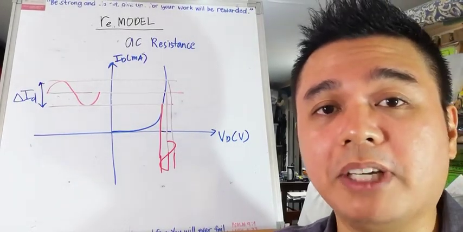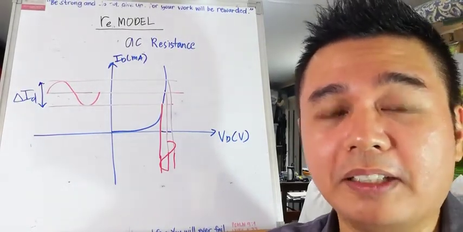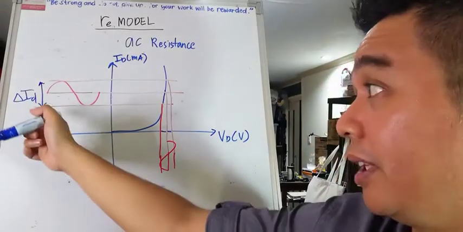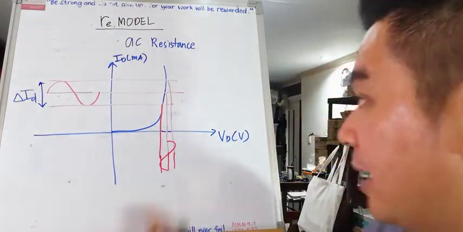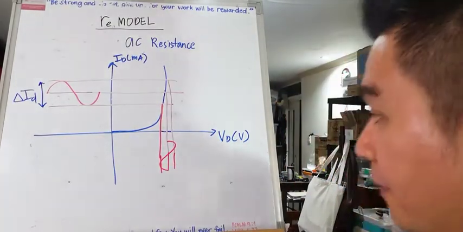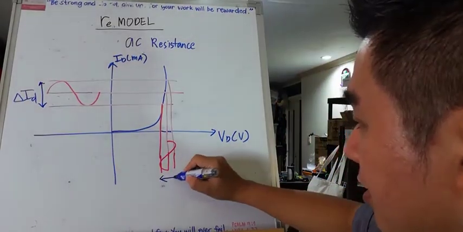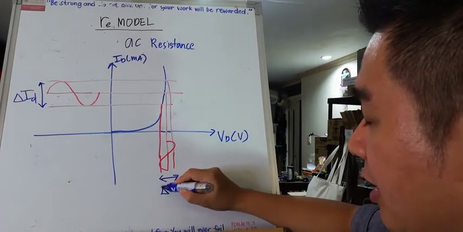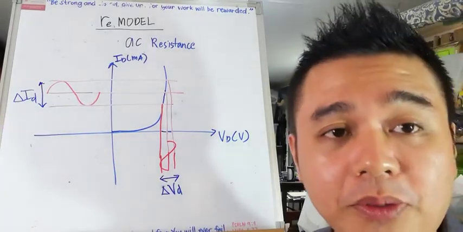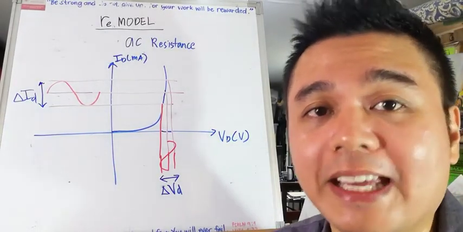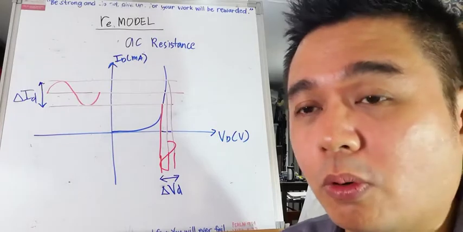So delta means change, diba? Or delta can also be represented as a derivative. So it's the derivative of I sub D, the change in diode current. But what about this one? So if we're going to represent this one, this is called delta VD or the change in the diode voltage. So how do we calculate the AC resistance from those quantities?